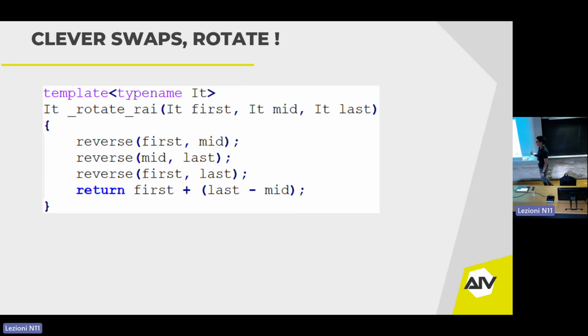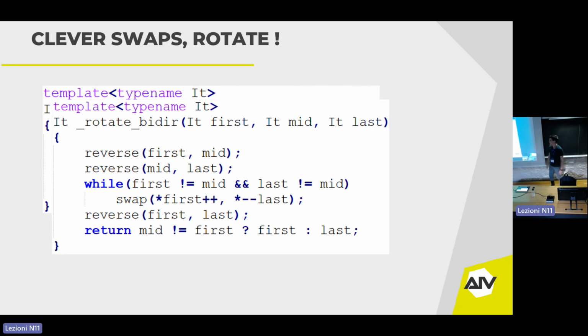So now we need to address this issue for bidirectional iterator. And it's not that hard. You can do the first 2 reverse as before, and for the last reverse, you write a portion of the reverse by hand so that you stop when either first or last reached mid. When first reached mid, last is your return value. When last reached mid, first is your return value. And then you continue the reverse as before.